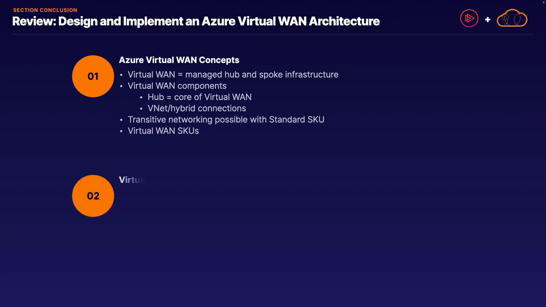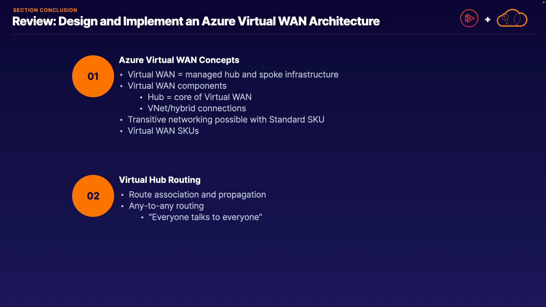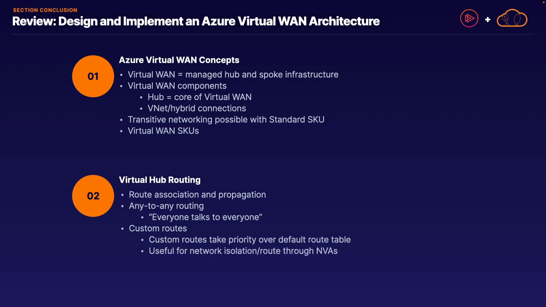We then moved on to a discussion of how routing works within an Azure Virtual WAN virtual hub, in which we talked about the concepts of route association and propagation, the default routing stance of any-to-any routing, which essentially lets everyone talk to everyone else. And we also learned how to incorporate custom routes, which take priority over your default route table. And of course, custom routes are useful in scenarios in which we want to implement network virtual appliances and also isolate different networks from the rest of our virtual WAN implementation.